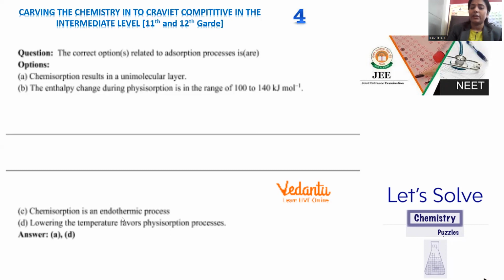Chemisorption is an endothermic process. This is absolutely wrong. Just now we said that whatever the process, physisorption or chemisorption, both are exothermic only. Whenever adsorbate comes and occupies the surface, heat is evolved during the process. So endothermic may not be the correct option.